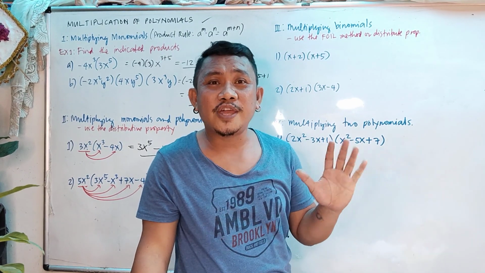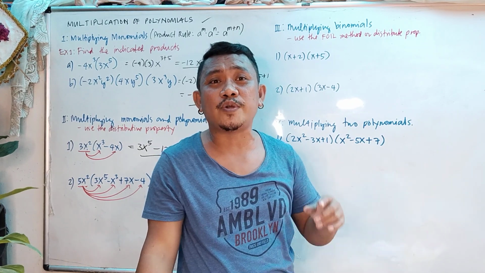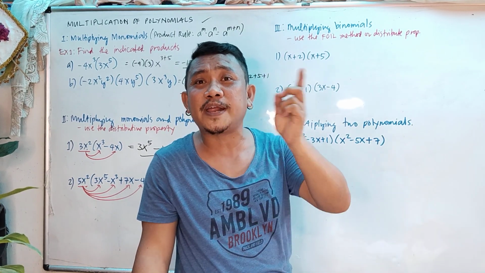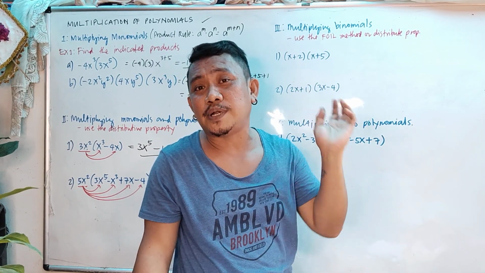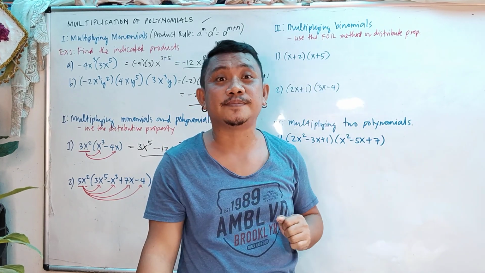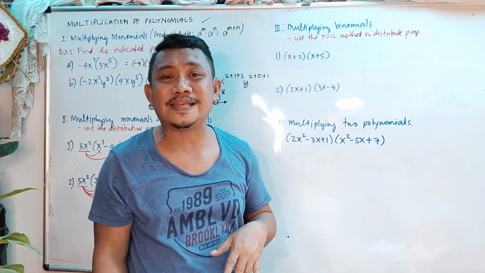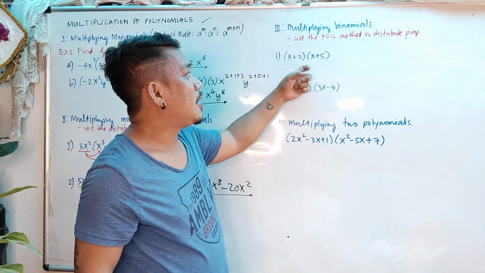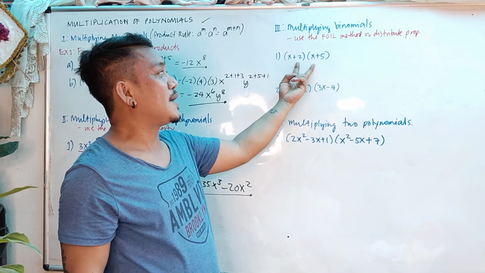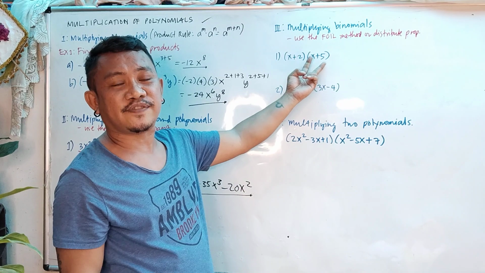But here, you can use also the distributive property. Okay. When you say distributive property, imura man ang i-multiply the particular number to the terms, each term. It's just the same, no? You will yield with the same answer. Okay. Now, suppose we have here two binomials, x plus 2 times x plus 5.